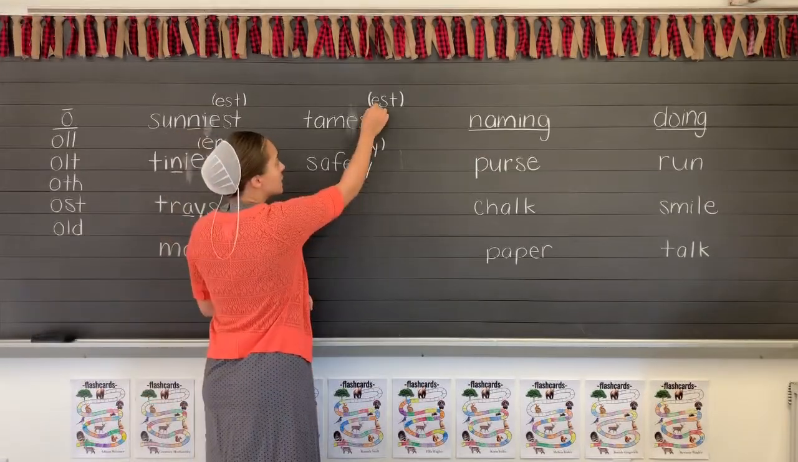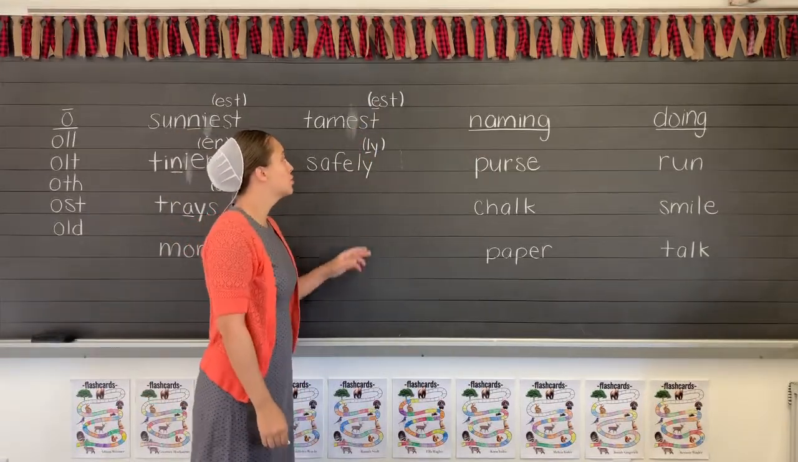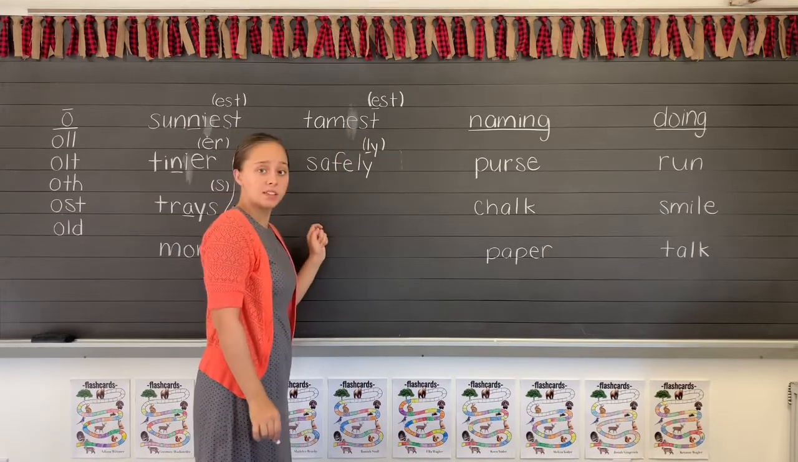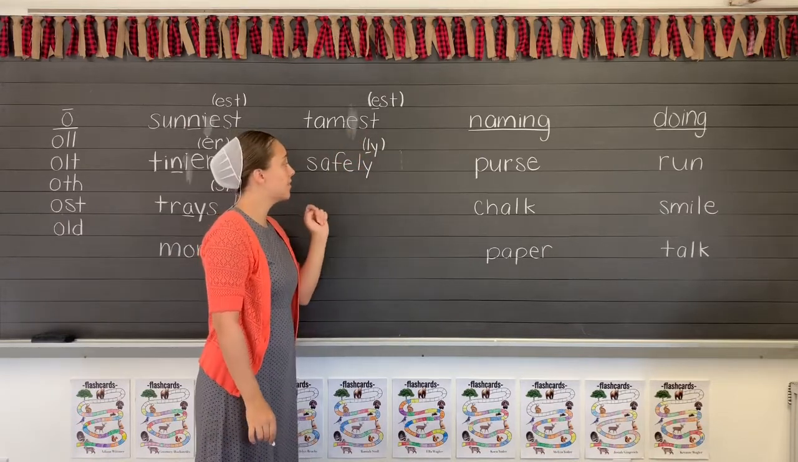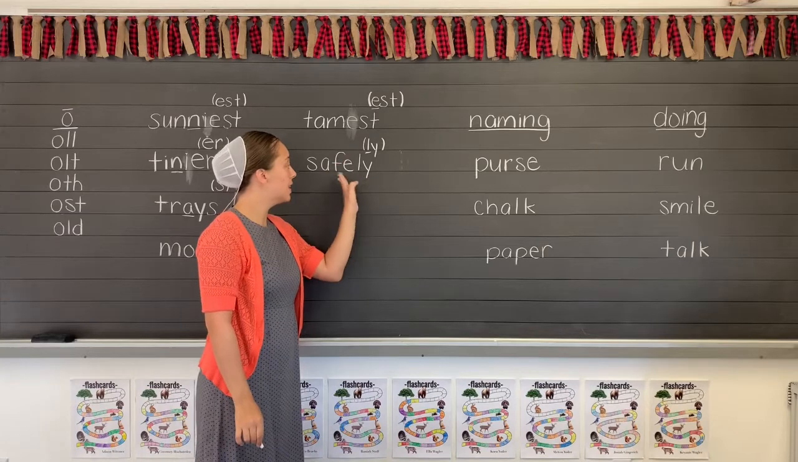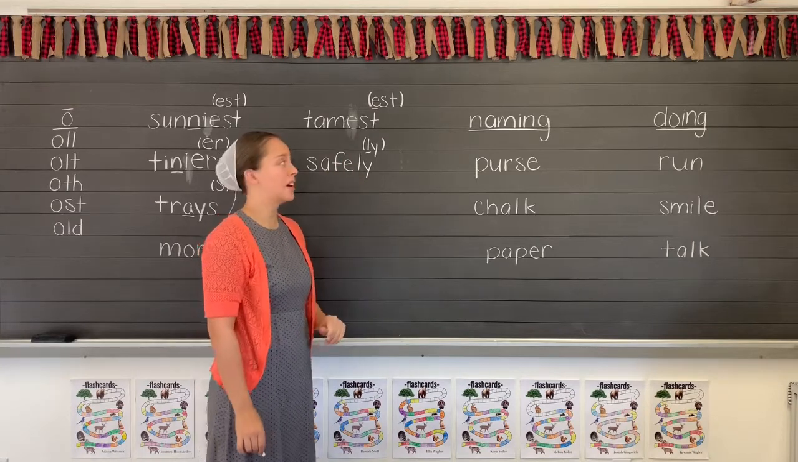So if it begins with a vowel suffix, we are going to drop the E and just add the suffix. If it begins with a consonant suffix, we're going to leave the E and simply just add the consonant suffix.